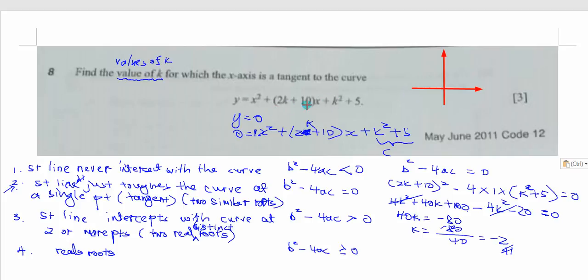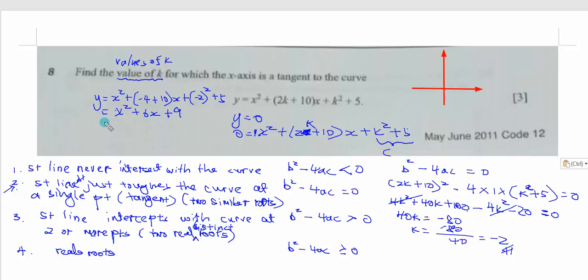Okay. Now, whatever I'm going to show you, you don't need to do, but this is for explaining purpose. Okay, so x squared plus 2 times k, which is minus 2, becomes minus 4, plus 10 x plus minus 2 square plus 5, so it is equal to x squared plus 6x plus 9.